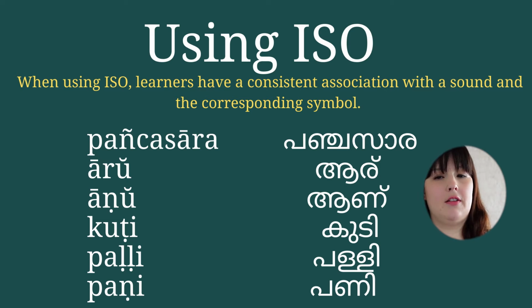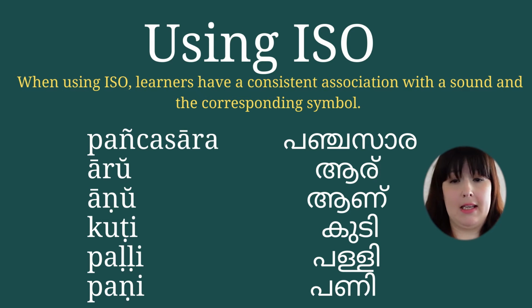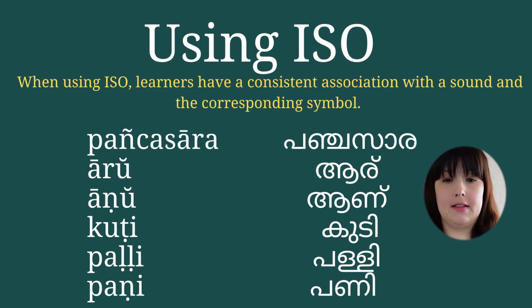So to go back, using ISO instead of using Manglish will make it much more clear. This is Panchasara, this is Are, this is Arne, this is Kuti, this is Pali, this is Panni. We know this because we have the transcription.